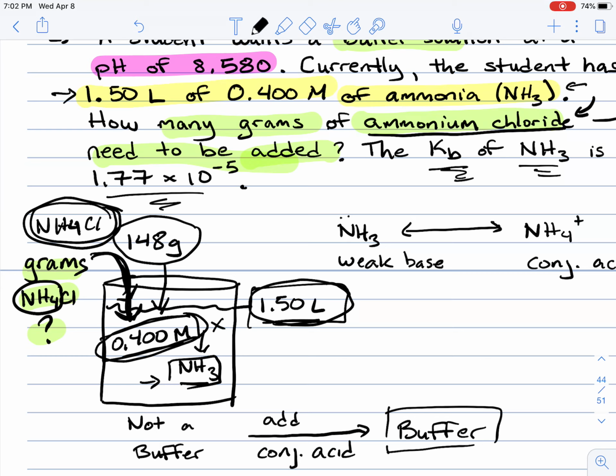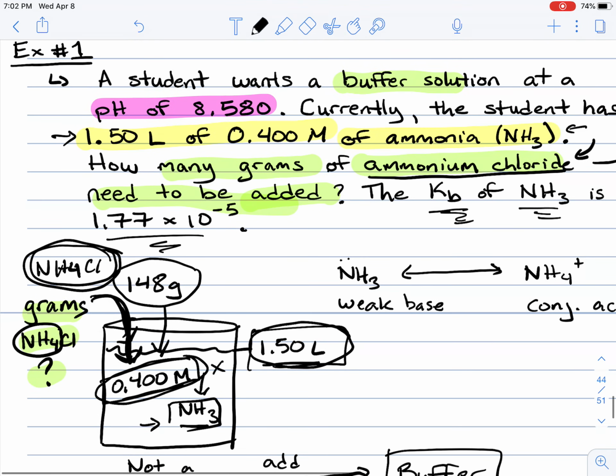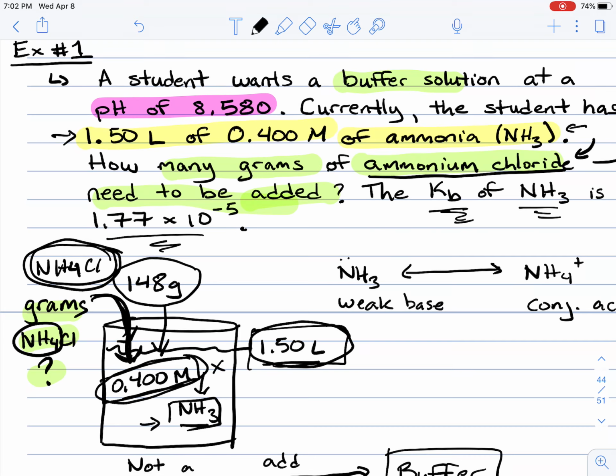Okay, and so in lab, if you guys have this specific concentration on hand, you guys are going to measure out 1.50 liters, and then you're going to go ahead and add 148 grams of ammonium chloride. You're going to mix it around, and you guys are going to determine the pH, make the necessary adjustment by adding small amounts of acid or small amounts of base until you hit a pH of 8.580.